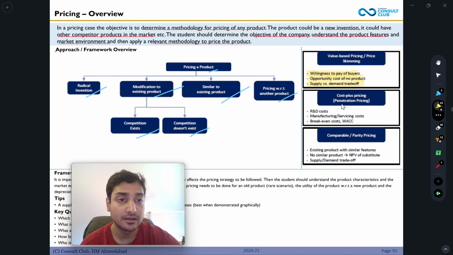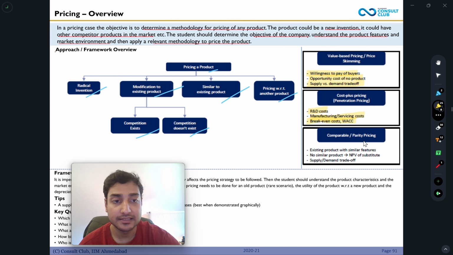Cost plus pricing, or penetration pricing. In this, you calculate the total cost you are bearing to manufacture and sell this product, then you keep a certain profit margin and price the product for that profit margin. So you understand the R&D cost, manufacturing and servicing cost, break-even cost, and weighted average cost, and then you price the product.